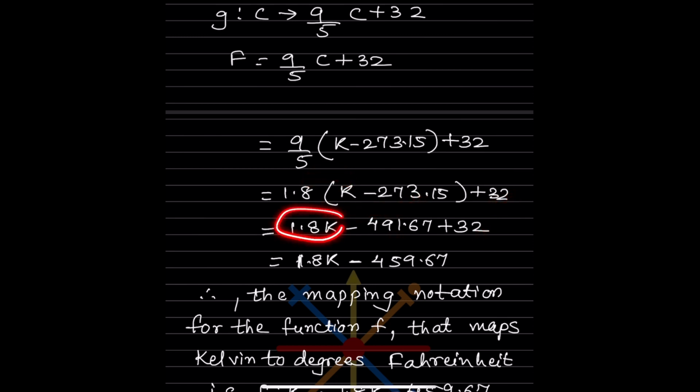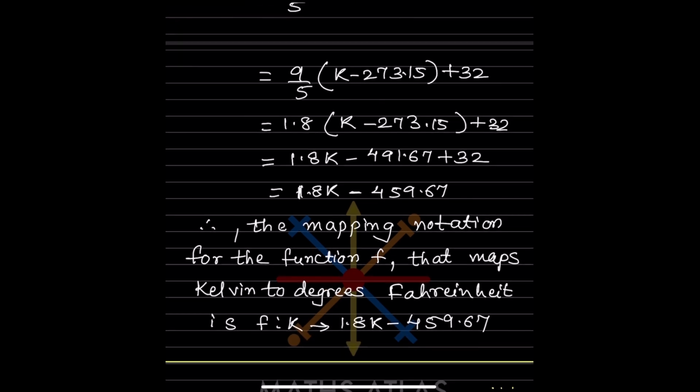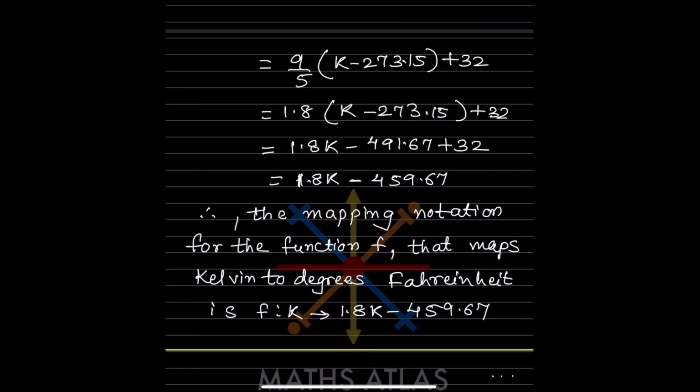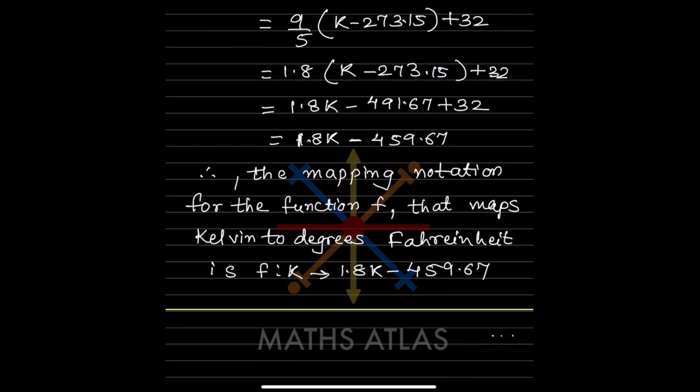So what will you do here? This is going to be as it is, and when you do this subtraction and add the 32, that is going to be 459.67. Therefore the mapping notation for the function f that maps Kelvin to degrees Fahrenheit is f of k equals 1.8k minus 459.67. This is the answer. So by this we have completed today's work.